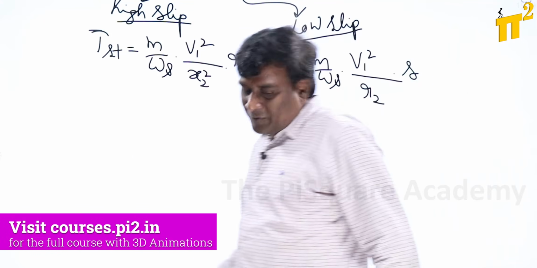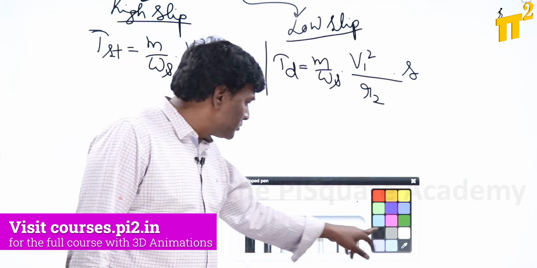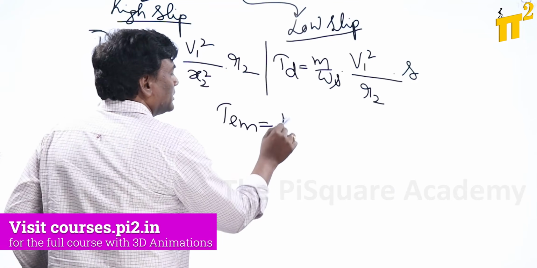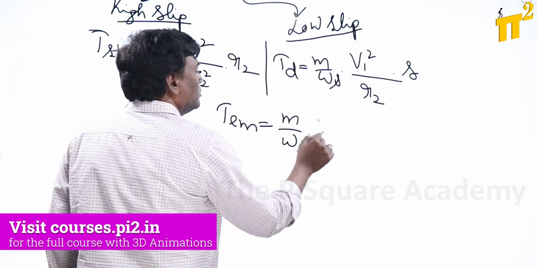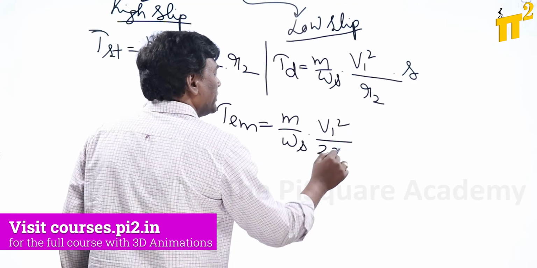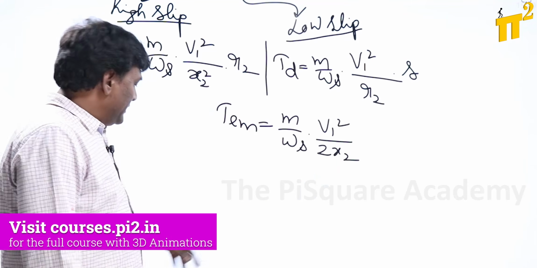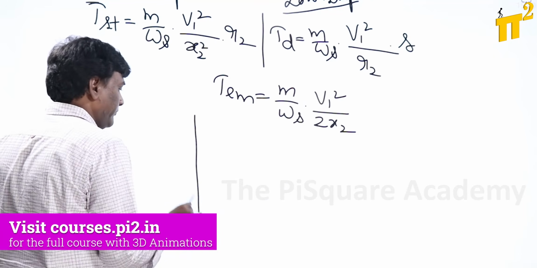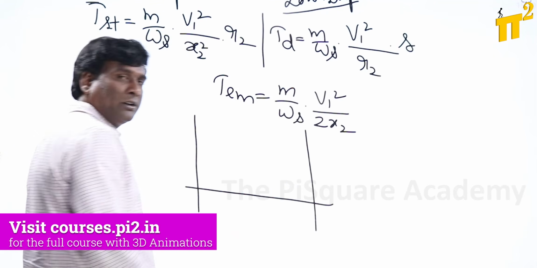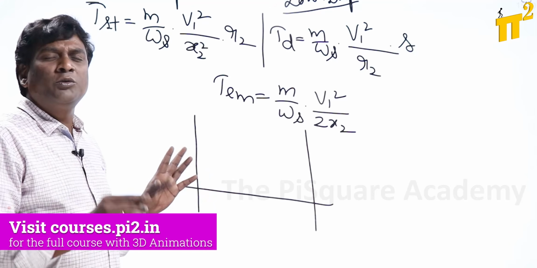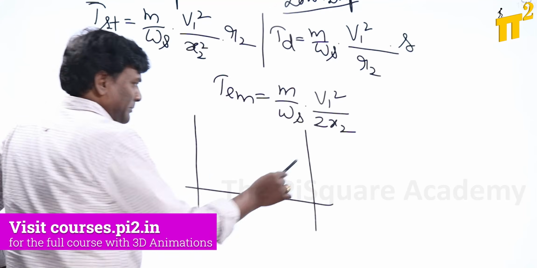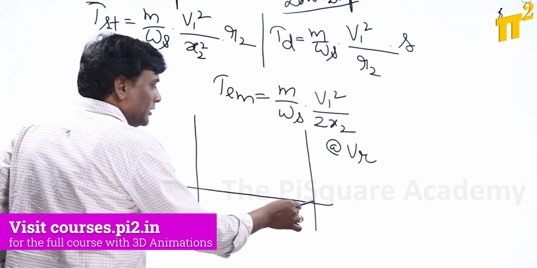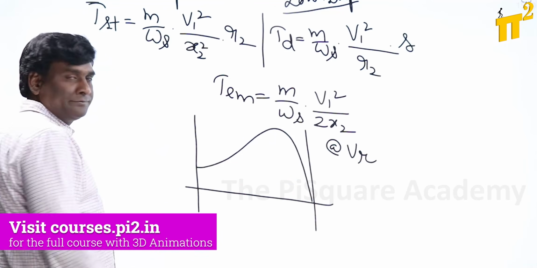Okay, now if I think of pull out torque also, for example, pull out torque is going to be M by omega s into V1 square by 2X2. Now if I think of, let me draw voltage control, because with this it would be easy for you to remember. Let me think of at rated voltage. At rated voltage the characteristic is this.